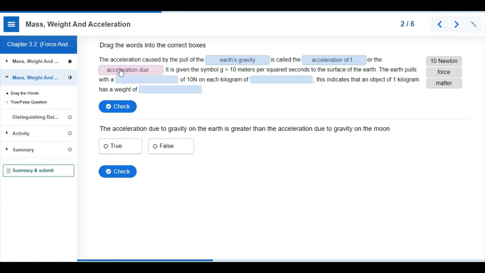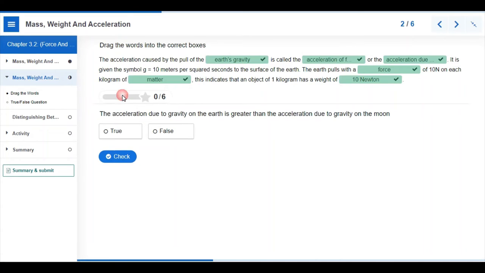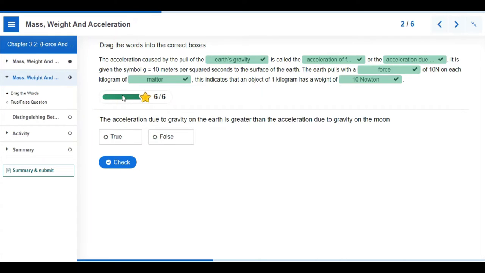The Earth pulls with a force of 10 newtons on each kilogram of matter. This indicates that an object of 1 kilogram has a weight of 1 times 10, then we have newtons. That's 10 newtons. Weight of 10 newtons. So let's check. You can see it's correct.